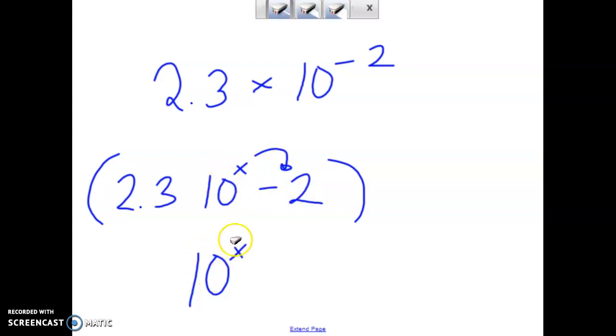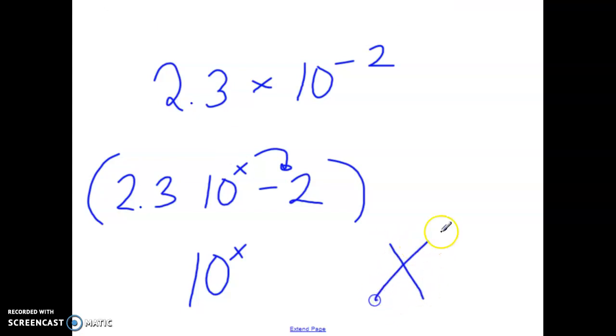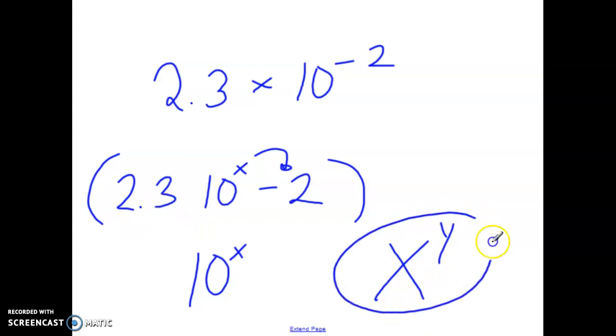Another way of doing this, if you don't have this 10x button, is you may have a button that looks like this. It looks something like x to the y, or sometimes y to the x. So what you would do is put in 2.3, then press this button, type in 10, then negative 2, and then close the bracket.